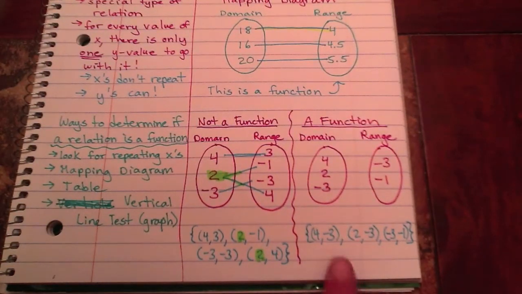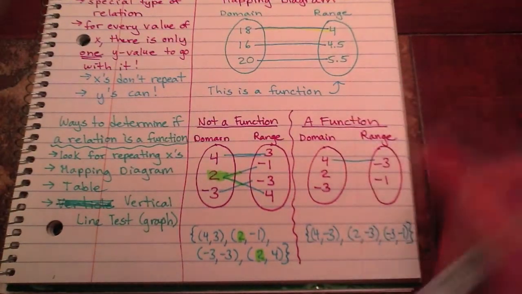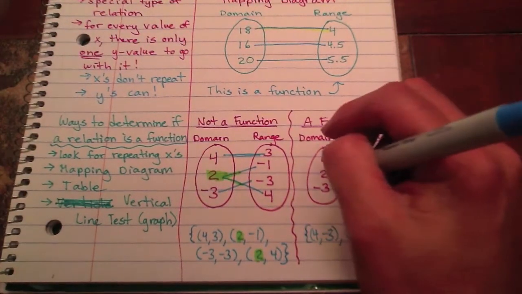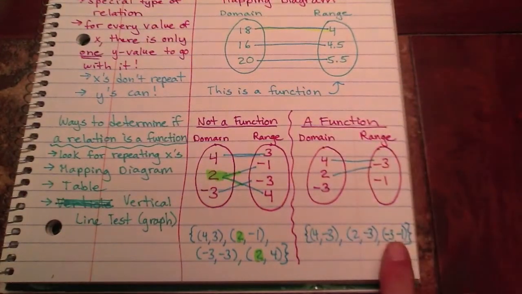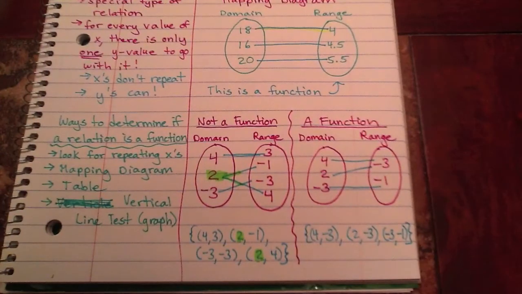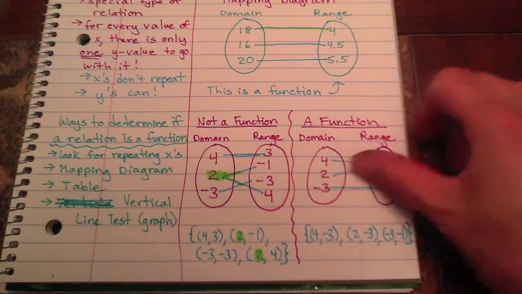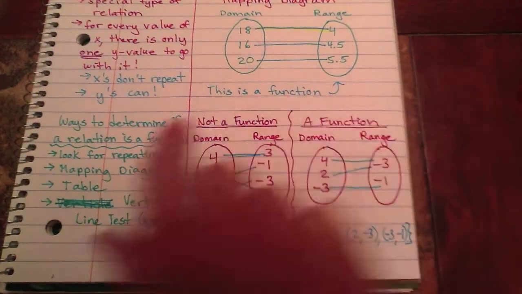So go ahead and draw a line from each one. So 4 to -3, 2 to -3, -3 to -1. This is a function. Notice that you have 2 x values that go to the same y.